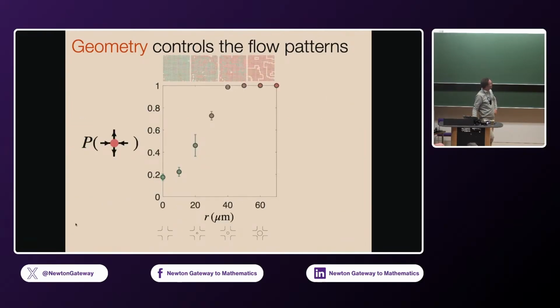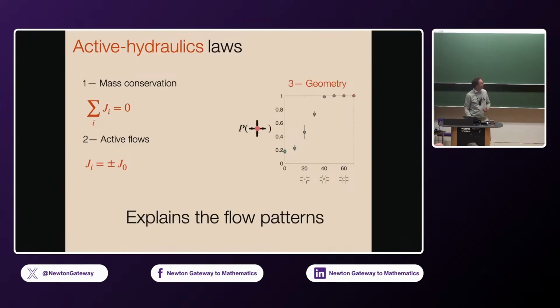You can be more quantitative and plot the probability of finding a given vertex as a function of the post radius, and that's what you find. So in principle we are done, right? We have these two constraints. We know what are the probabilities of finding a given vertex configuration, so we should be able to explain the geometry of the flow patterns.